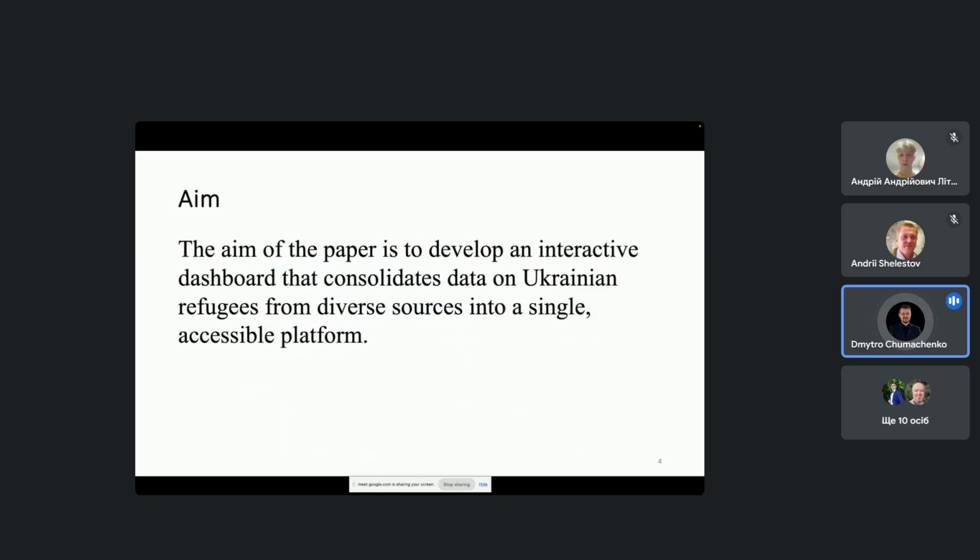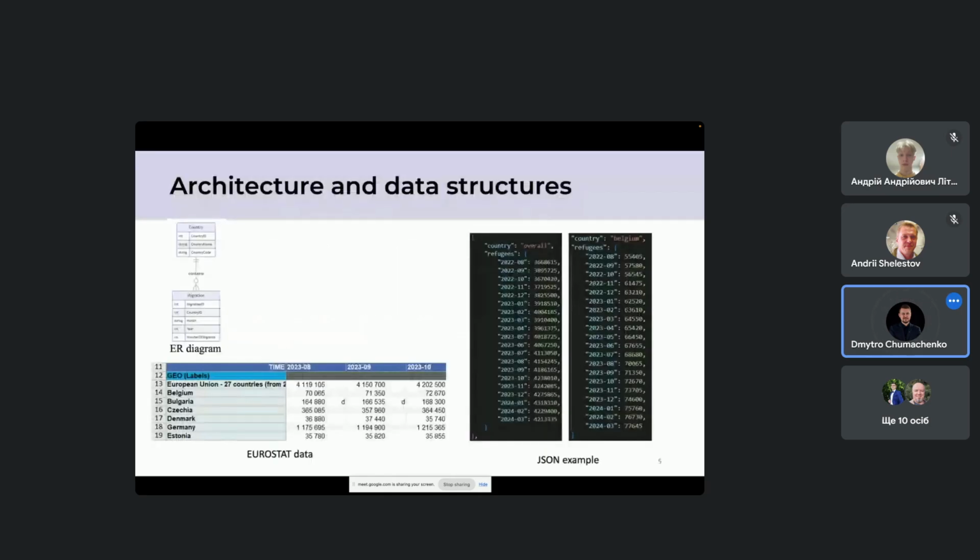To address this gap, the present study aims to develop an interactive dashboard that consolidates data on Ukrainian refugees from diverse sources into a single accessible platform. By visualizing the scale and patterns of displacement, the dashboard will provide real-time insights into the evolving crisis, helping humanitarian actors, governments, and international organizations better respond to the needs of the displaced population.